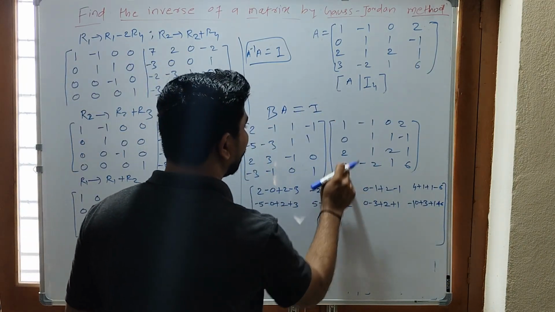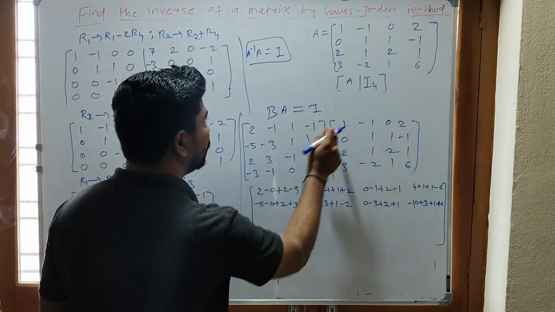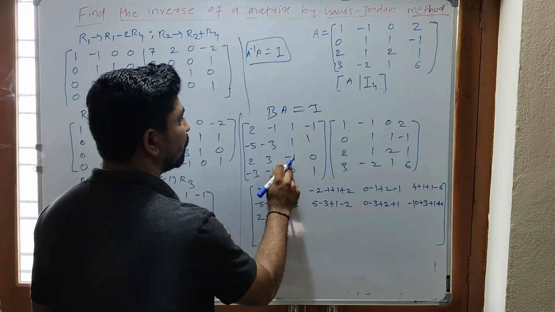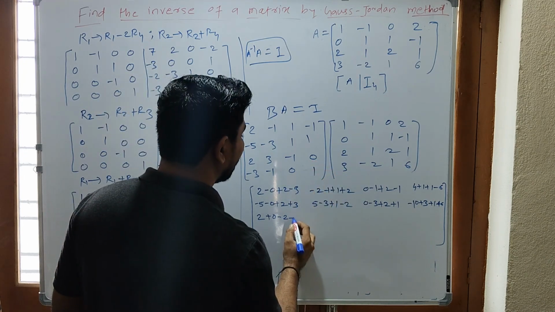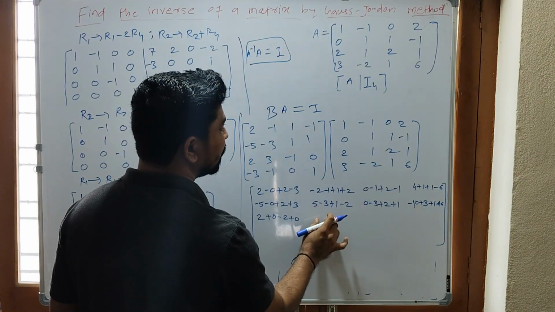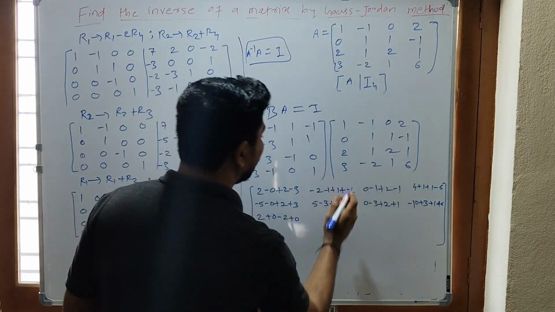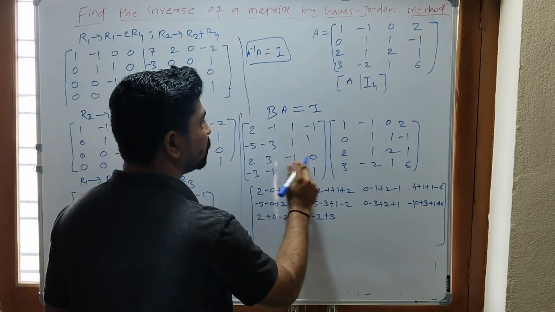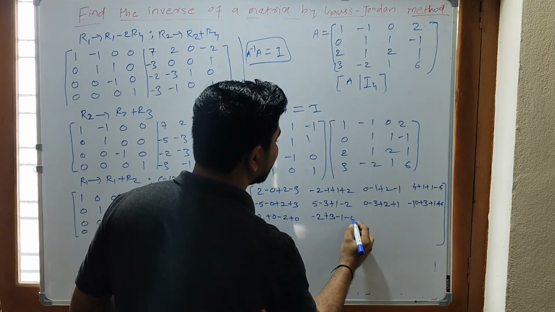Now the third row, first column is the A31 entry. Third row, first column, here 2 into 1, here 2, 3 into 0 simply 0, minus 1 into 2 minus 2, and this 0 into 3, here plus 0. Now the third row, second column is the A32 entry. Third row, second column, here 2 into minus 1 minus 2, 3 into 1 plus 3, minus 1 into minus 1 minus 1, this 0 into this simply 0.